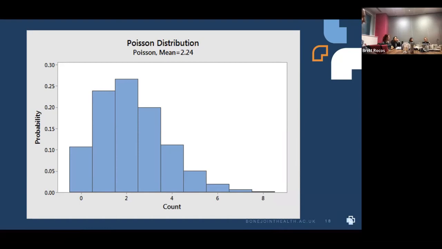Roxy's keen, she's still going, look at that, all right? And you plot that probability and you get this sort of distribution.